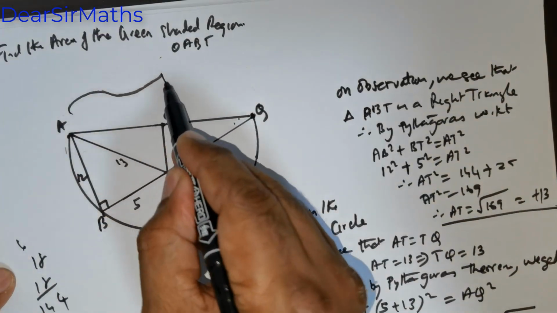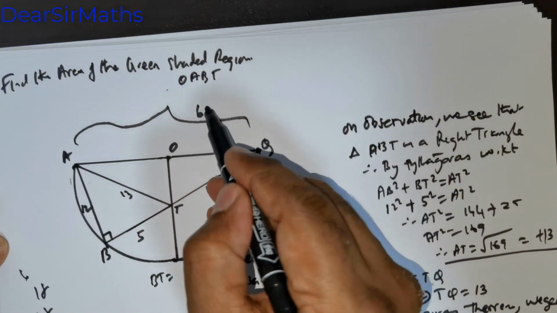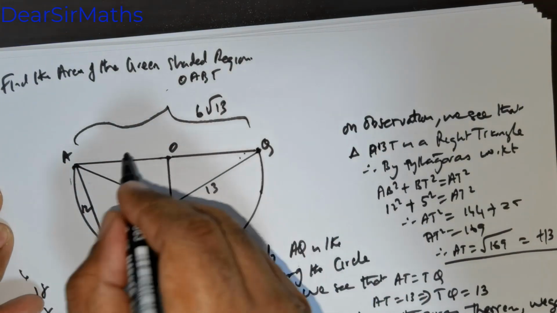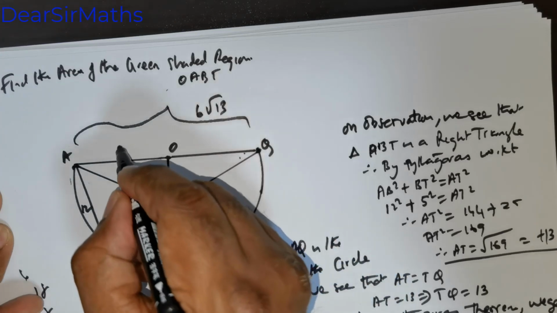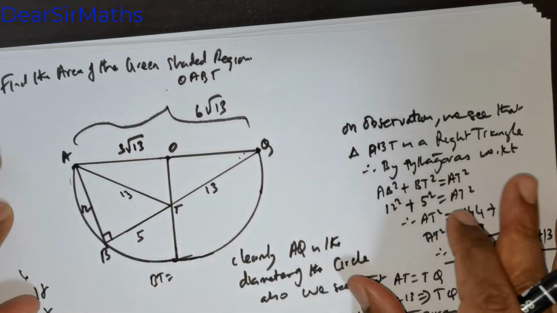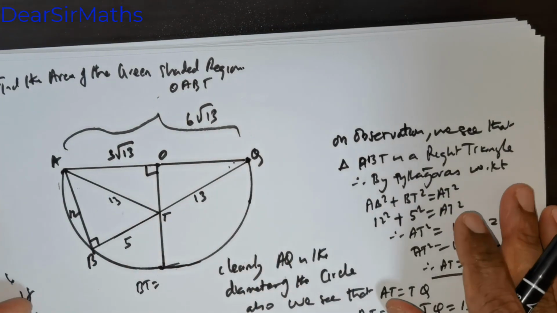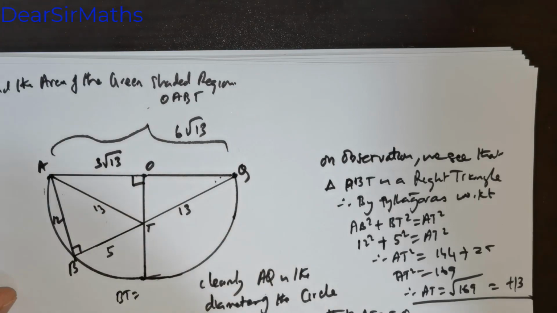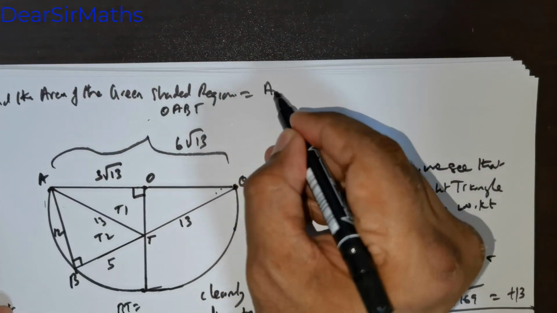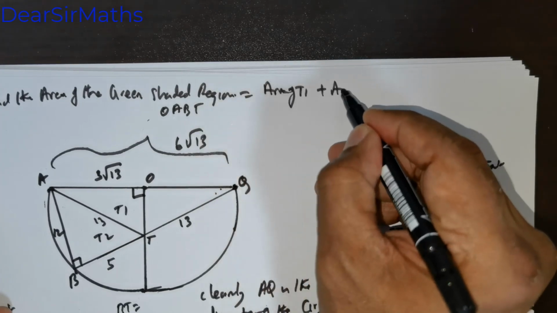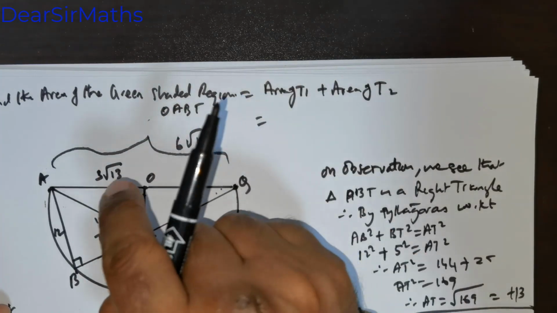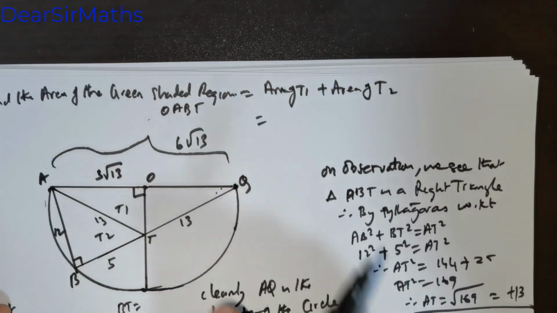So this entire quantity is 6 times root of 13, but we need only this part, right? So that's going to be, this part has to be divided by 2. That's going to be 3 times the root of 13, right? So we know this part, we know this part, and clearly this is 90 degrees, right? So if I'm going to take T1 and T2, area of the green shaded region is equal to area of T1 plus area of T2. So I need to get the area of this part.